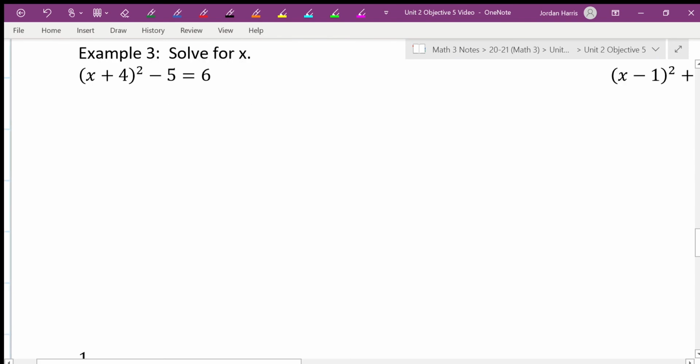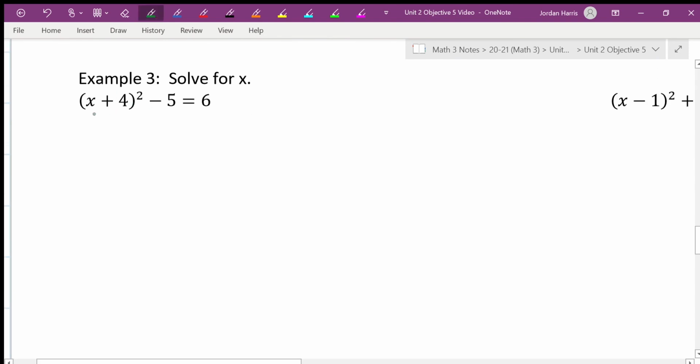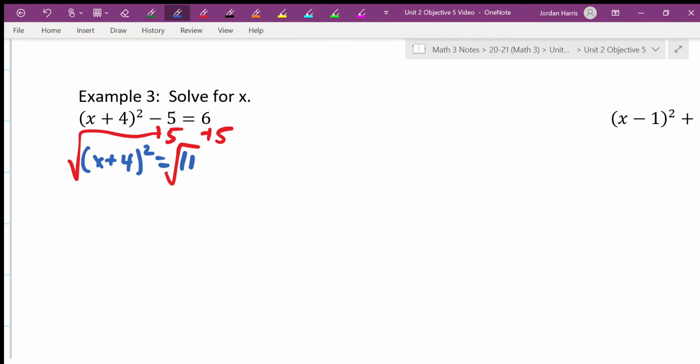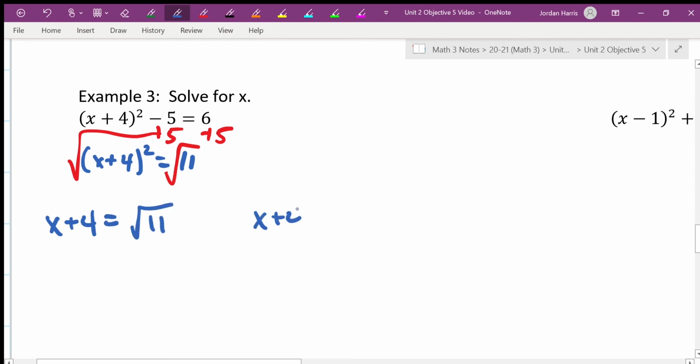Okay, example 3. This is not standard form, right? I have the binomial squared. That is a key for knowing, oh, this is solved by square roots. Get the squared piece by itself. So I get x plus 4 squared equals 11 when I add 5 to both sides. Then I square root both sides. Don't forget plus or minus. So I set up my 2 equations without the parentheses. x plus 4 equals the square root of 11. My other one is x plus 4 equals the negative square root of 11.